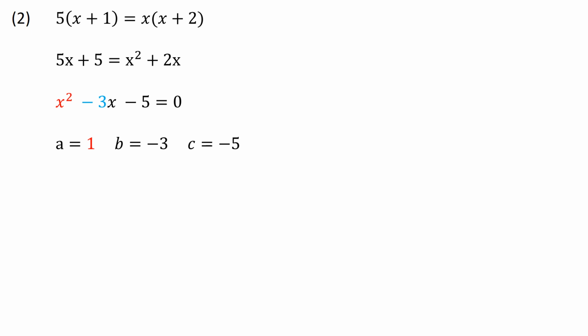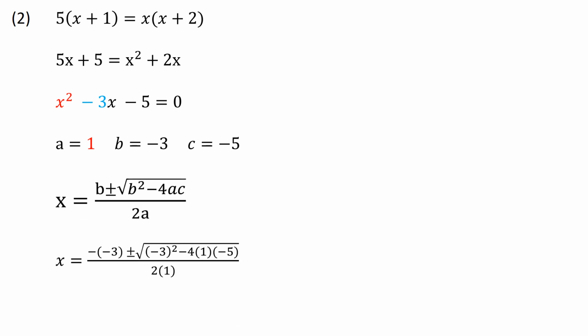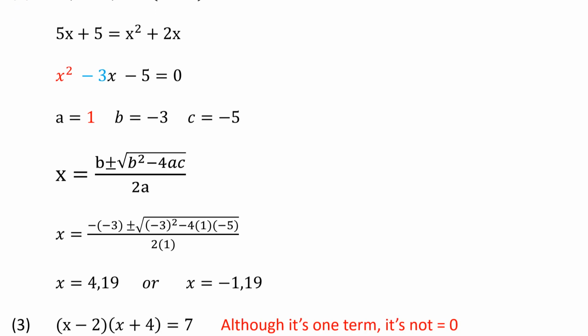is in standard form. However, in this case, the factors of 5 will not give us 3 in any combination, so we're going to have to use the quadratic formula. So a is equal to 1, b is equal to negative 3, and c is equal to negative 5. Using the quadratic formula, we're going to substitute in those values. And then we'll have our answer of x is equal to 4,19 or x is equal to negative 1,19.